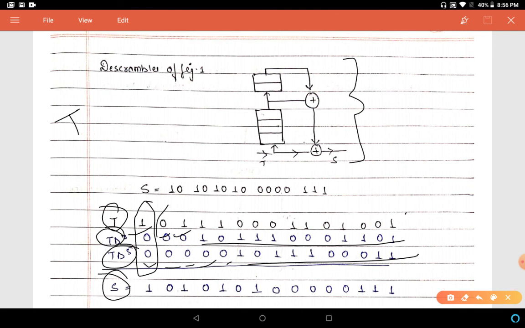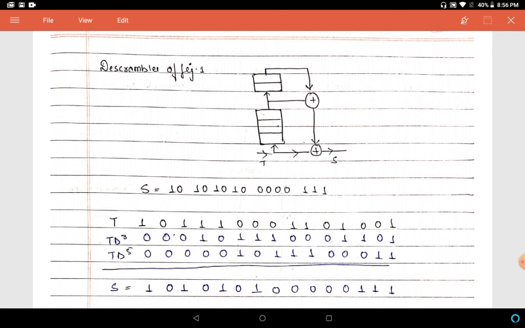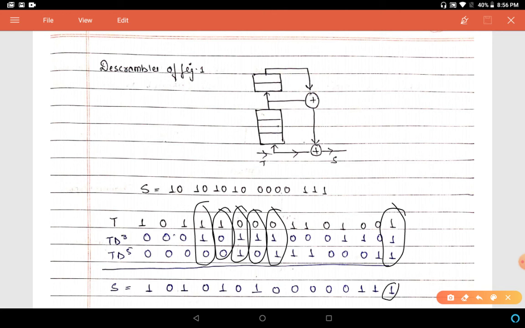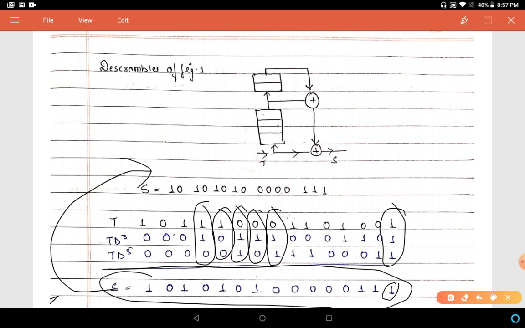So this becomes 1, this becomes 0, this becomes 1, this becomes 0, this becomes 1, 0, 1, 0, and so on, and finally you get 1, that is here. So what is this? This is a sequence S, and is it the same sequence as we have applied at the input? We'll see this is the same sequence that we have applied. So this is how the working of Scrambler and Descrambler is.